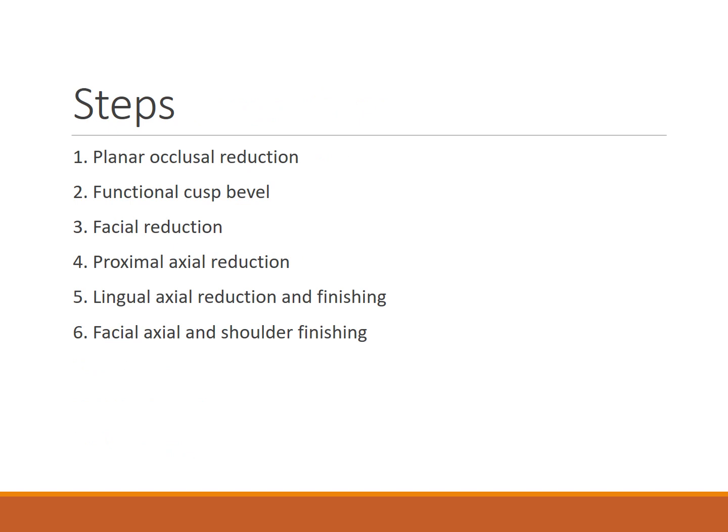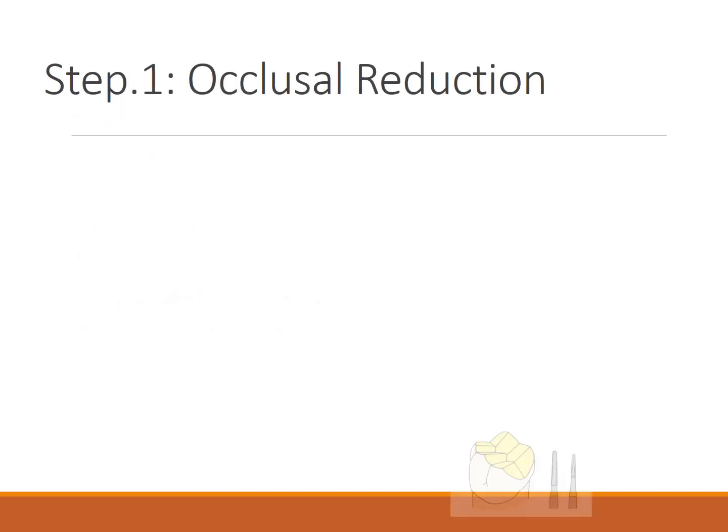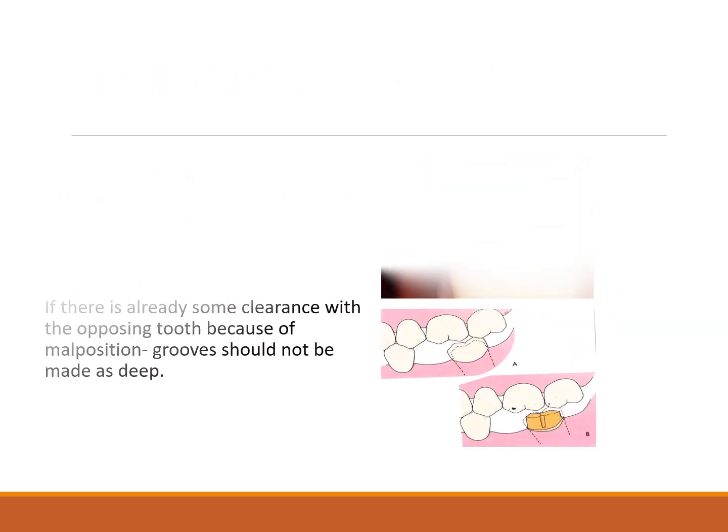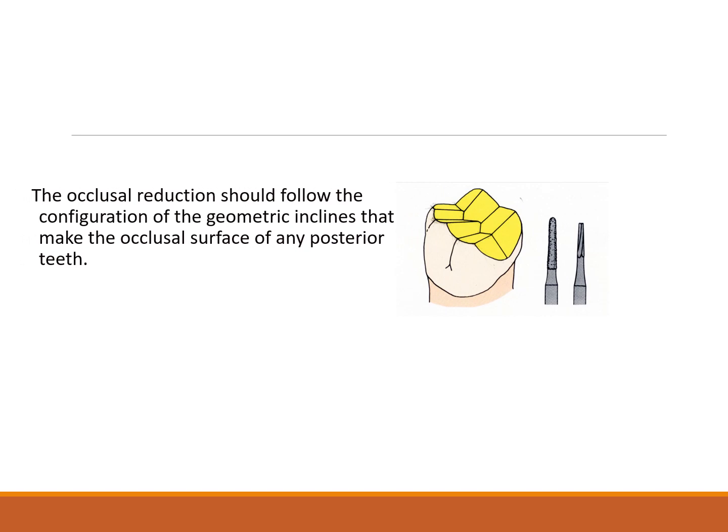Steps: planar occlusal reduction, so this is basically occlusal reduction, functional bevel, cusp bevel reduction or functional cusp reduction, facial reduction, proximal axial reduction, lingual axial reduction, finishing, facial axial and shoulder finish. The occlusal reduction should follow the configuration and geometric inclination. It should follow the cusp, the depth, and the groove.